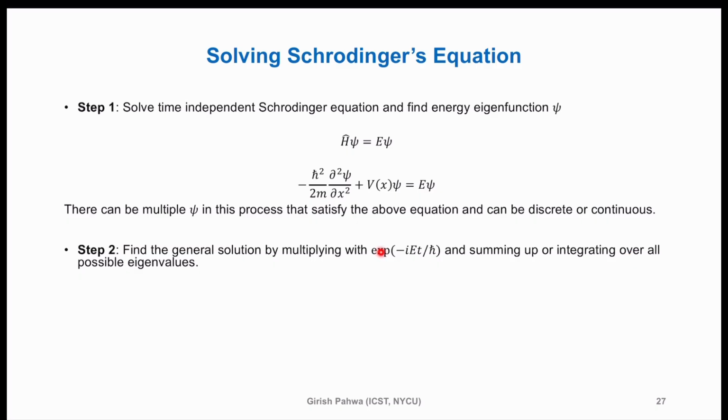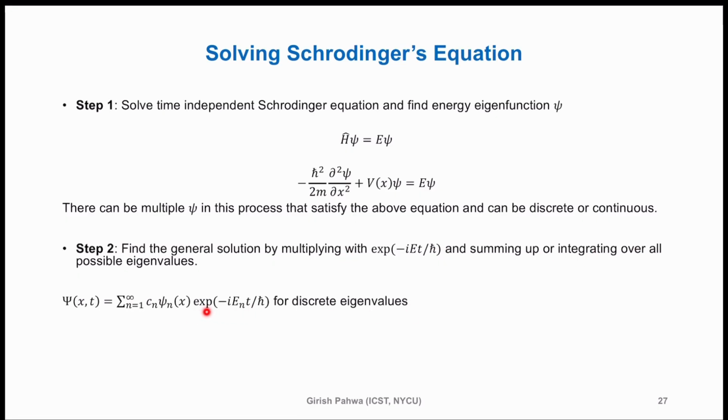Once you get the capital psi, there can be several such capital psi because there can be several such small psi, psi 1, psi 2, psi 3 and so on. Corresponding to that you can have several capital psi's, and to get the general solution, you simply take the algebraic sum of those: coefficient Cn times the capital psi, and you take the summation. If it is not discrete, if it is continuous, you take the integration. So with that, let's try to do some problems.